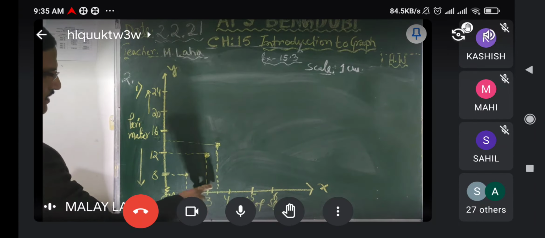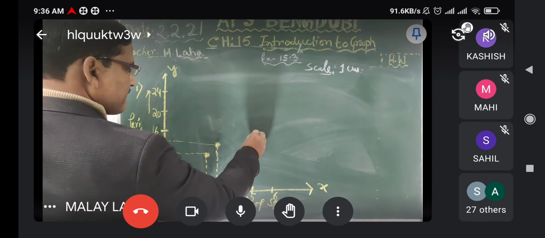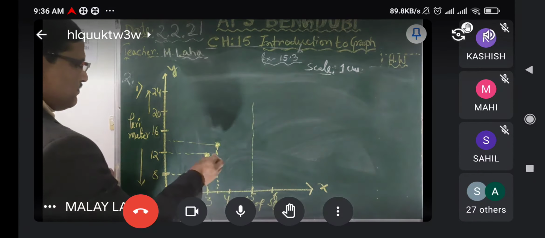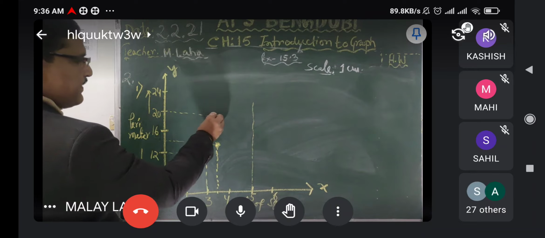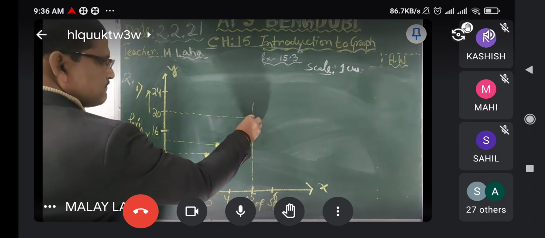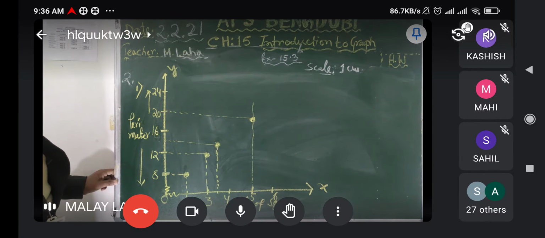Now 5, they have not taken 4. Vertical line 5, perimeter will be 20. 5 fours are 20, and then 6.